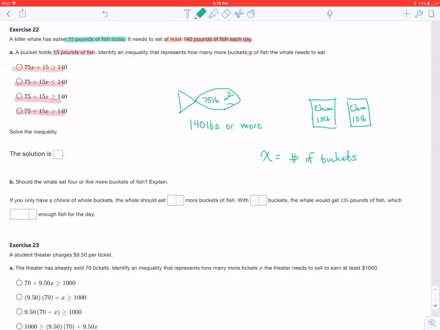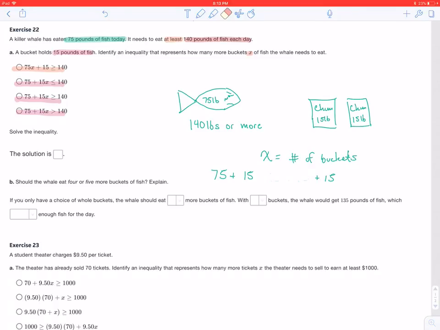Well, in this scenario, if it's already eaten 75 pounds and I'm going to be feeding it buckets of fish, then for every one bucket that I'm feeding it, I'm adding 15 pounds to whatever has already been eaten. So essentially it's 75 plus 15, if it's one bucket, plus another 15, plus another 15, plus another 15, up until I get to 140 pounds exactly, or more than 140 pounds.